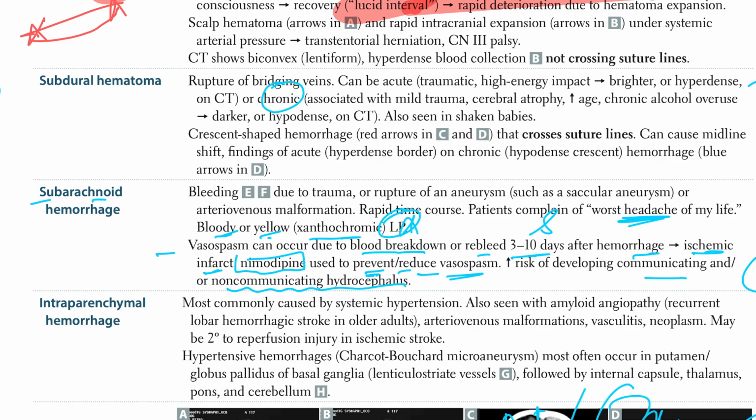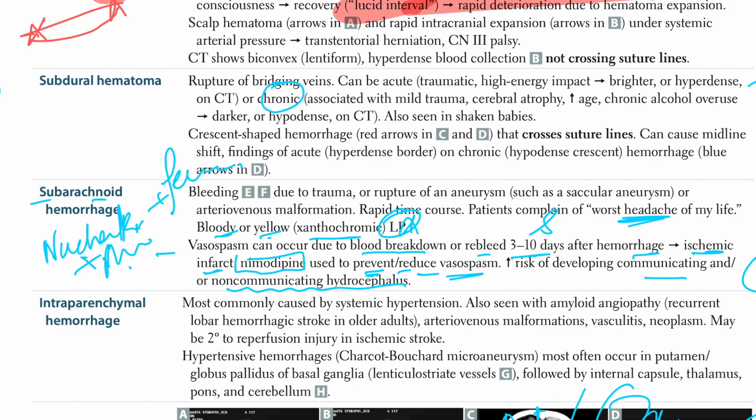Because of that, you will also have irritation of the meninges causing nuchal rigidity, plus photophobia and fever. Okay. On top of that, the high yield point is that there are no focal deficits, and loss of consciousness in about 50% of the individuals.